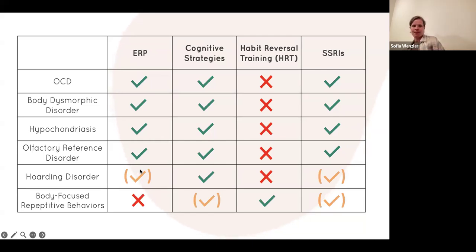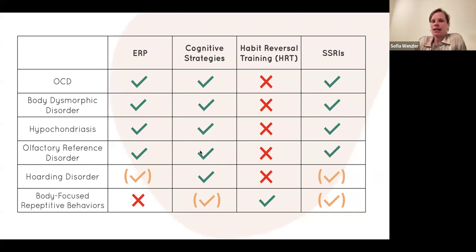However, when you look at hoarding disorder and body focused repetitive behavior, it's a little bit different. So ERP, exposure with response prevention, is not that effective for hoarding disorder and not effective for BFRBs. Cognitive strategies, you can use them for hoarding disorder, but you might use different strategies than for the others. And with body focused repetitive behaviors, cognitive strategies play a smaller role in the treatment. Then you actually have a really, really good way to treat body focused repetitive behaviors, which is called habit reversal training, that would not be effective with any of the other disorders.